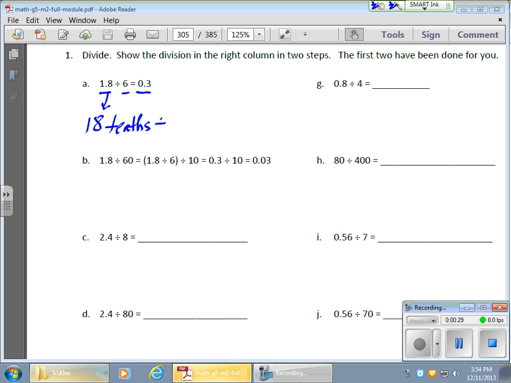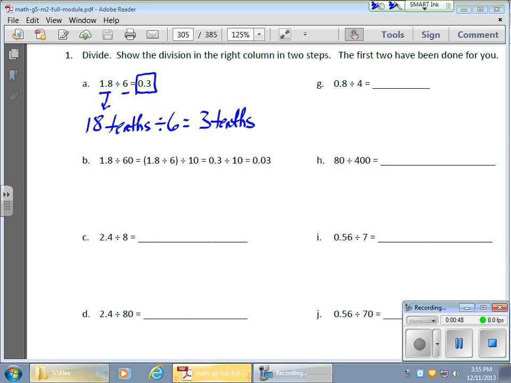And if I'm going to divide this by 6, I'm going to wind up with 3, because 18 divided by 6 gives me 3, but it's 3 tenths. Because 18 tenths divided by 6 gives me 3 tenths. And there is my 3 tenths in standard form.